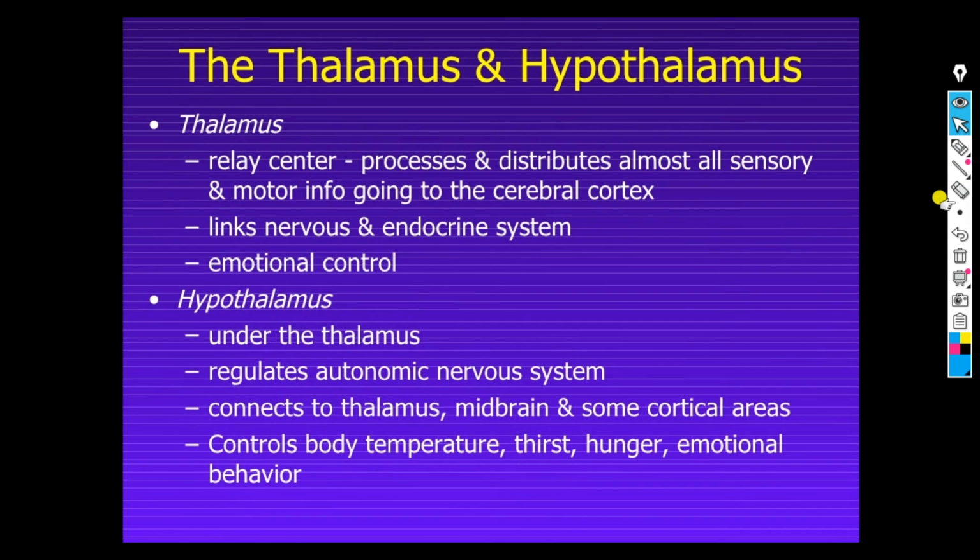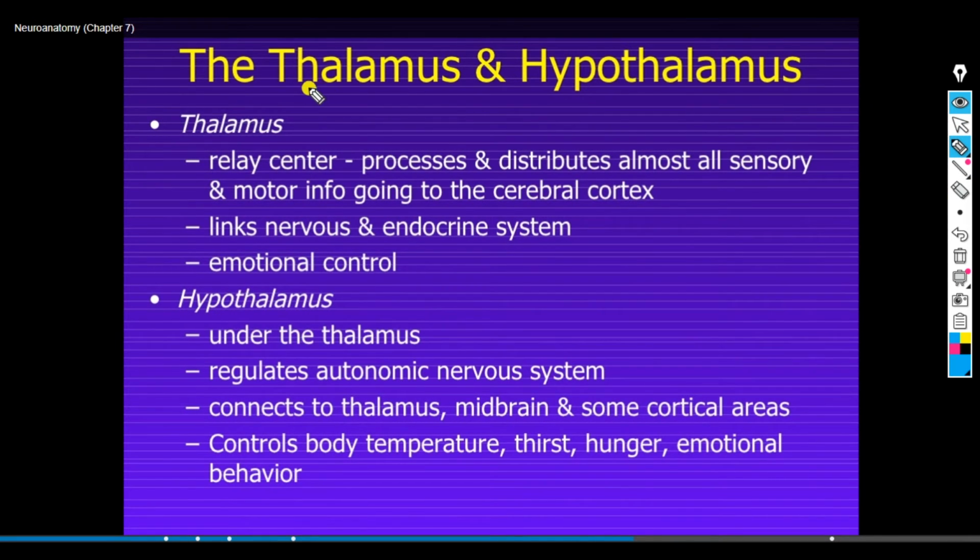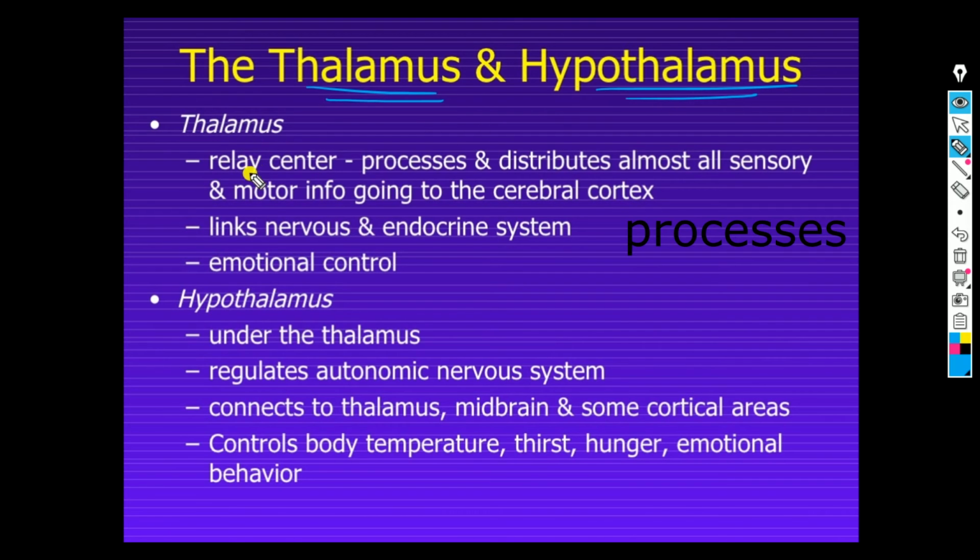It's a part of the neocortex. The thalamus and the hypothalamus. The thalamus acts as a relay center and processes and distributes almost all sensory and motor information going to the cerebral cortex, links the nervous and endocrine systems, and handles emotional control. The hypothalamus, under the thalamus, regulates the autonomic nervous system, connects to the thalamus, midbrain and some cortical areas, and controls body temperature, thirst, hunger, and emotional behavior.